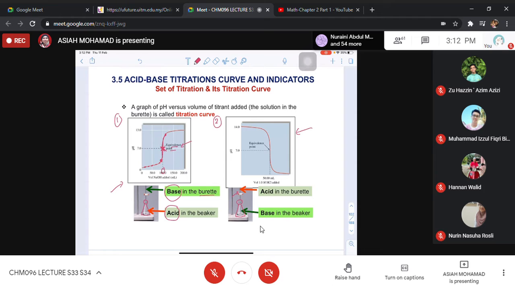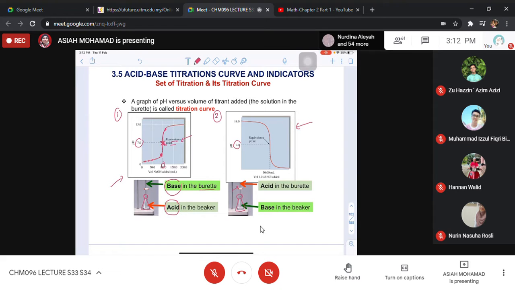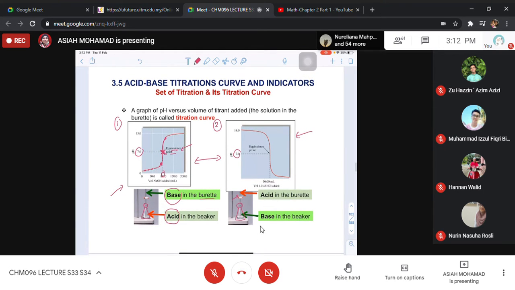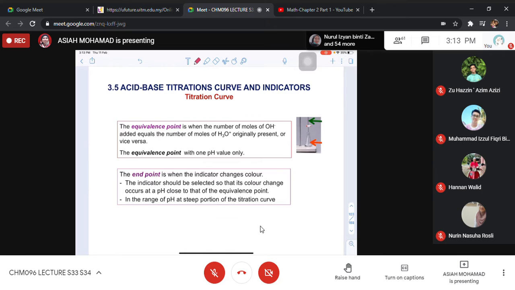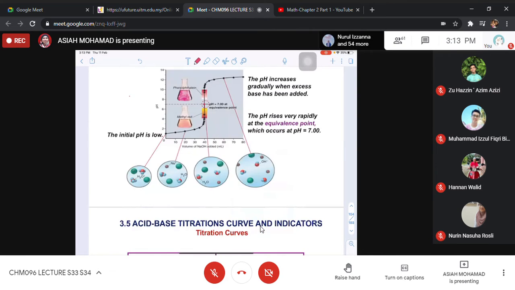If you look at this, the pH at the equivalent point for these two titrations is pH 7. This means the titration involves strong acid and strong base, because a pH of 7 at the equivalent point only occurs in the titration of strong acid and strong base. Let's look at the types of titration later.